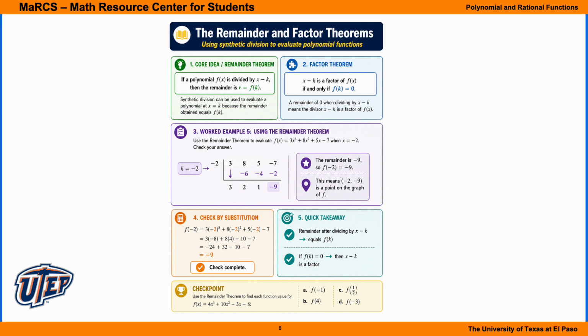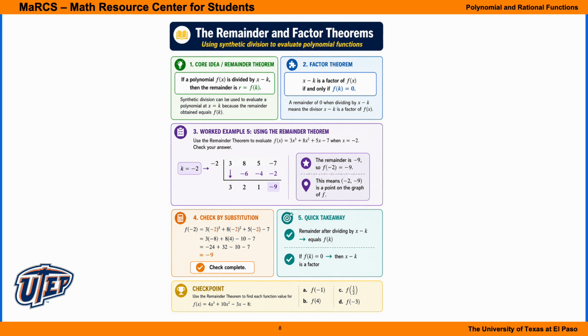So here's an example using synthetic division to evaluate the function f of x is equal to 3x cubed plus 8x squared plus 5x minus 7 when x is equal to negative 2. So we have our coefficients on the top, 3, 8, 5, and negative 7. And on the outside, for k is equal to negative 2, we will write negative 2. So the first step is bring down the positive 3. Now we do k times a, which is negative 2 times 3, and that will give us negative 6.